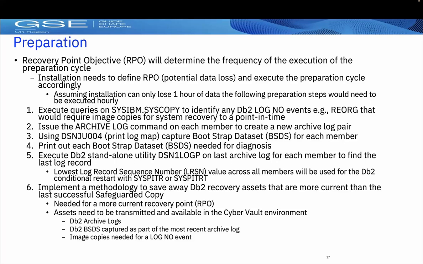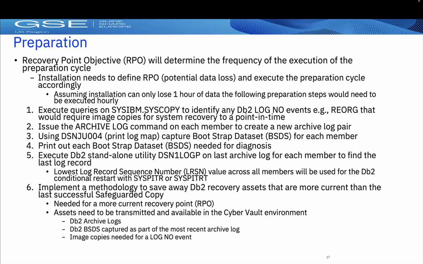Then you would need to run a DSNJU004 to find out the common denominator of the lowest, or the oldest, LRSN for each of your data sharing members to combine as a group. You would also need to do a DSN1LOGP to find that LRSN that you can recover to, and add some ability to copy away those assets. So these are steps that we built, roll your own steps today.